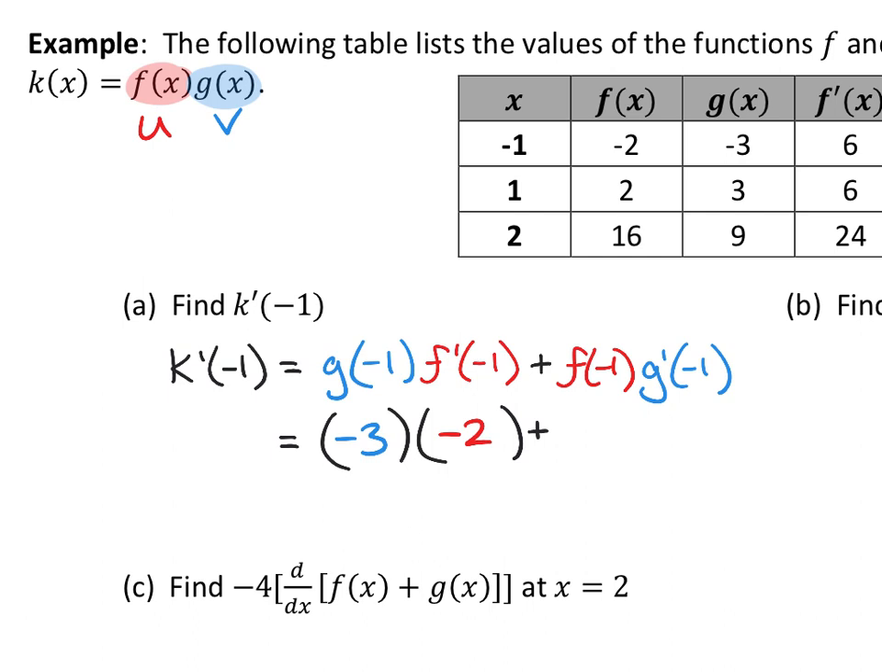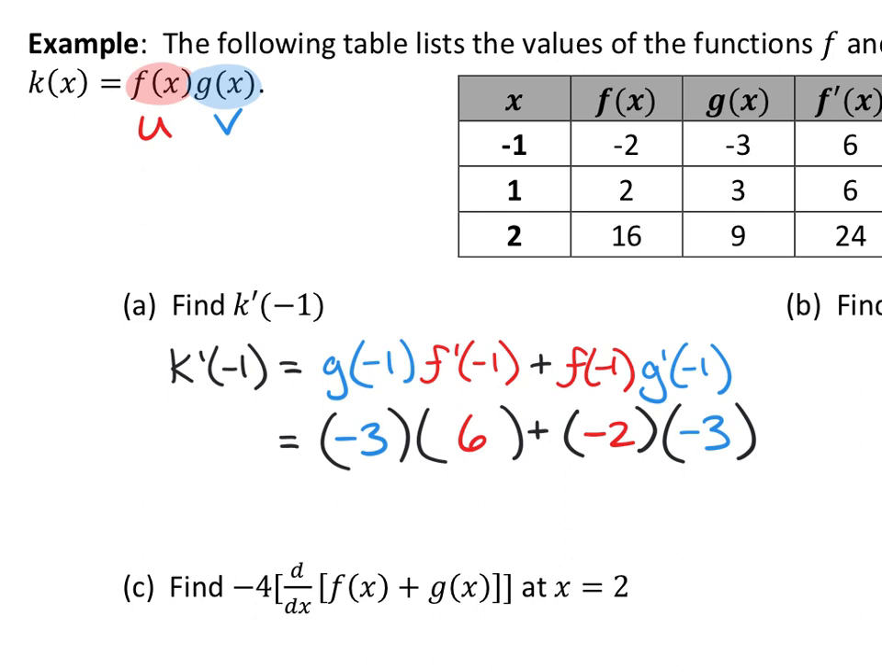Oh, sorry, F prime. What is F prime of negative 1? 6. So sorry. And what is F of negative 1 for real this time? This one should be negative 2. And G prime of negative 1, negative 3. Do we see where I'm getting these numbers from? Straight up from the table on the row that says negative 1.